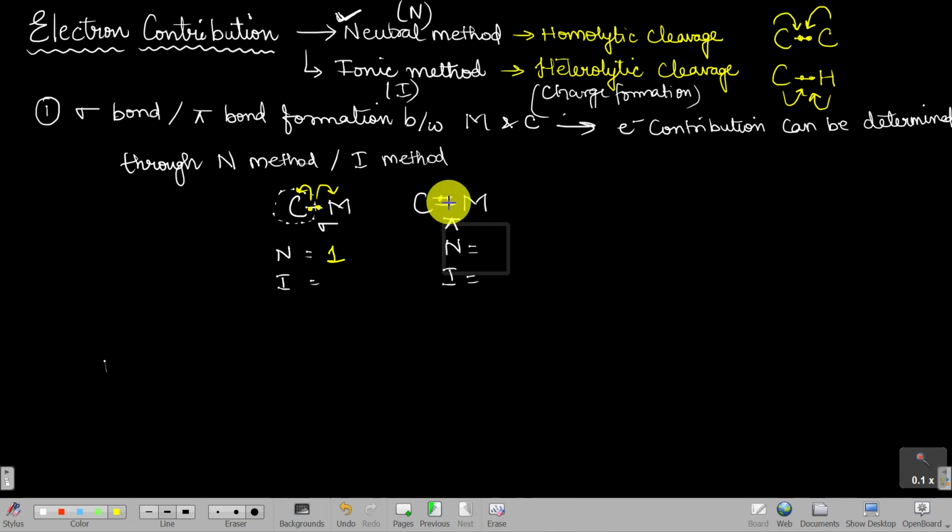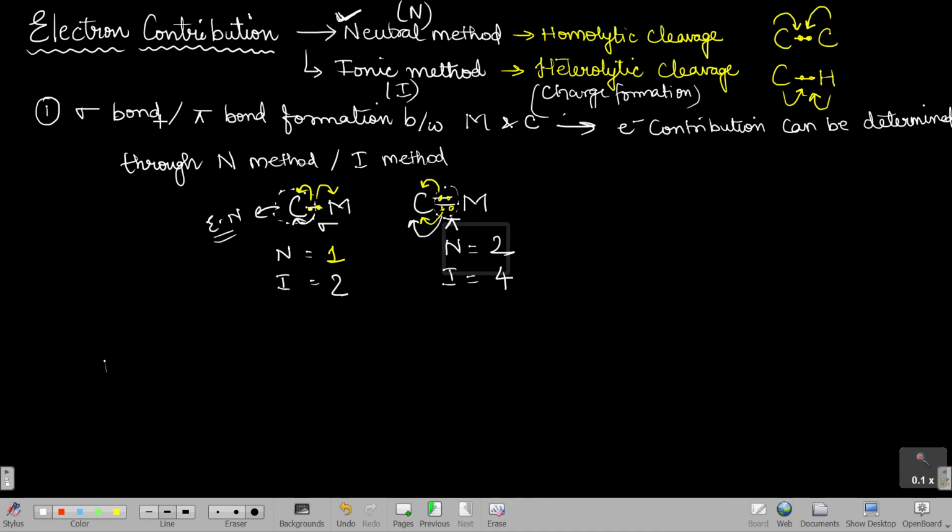Okay. Now in this case there are 4 electrons here. So you have to just divide it equally. So from this bond 1 electron goes to carbon. From the bottom pi bond 1 electron goes to carbon. So the number of electrons contributed by carbon here is going to be 2. Now in the ionic method what we do? We find out the electronegativity. So carbon is more electronegative than metal. So both the electrons will move towards carbon. Okay. So the number of electron contribution by carbon is 2. Now here again you have totally 4 electrons. So all 4 electrons are going to move towards carbon because carbon is more electronegative. So the electron contribution is 4.